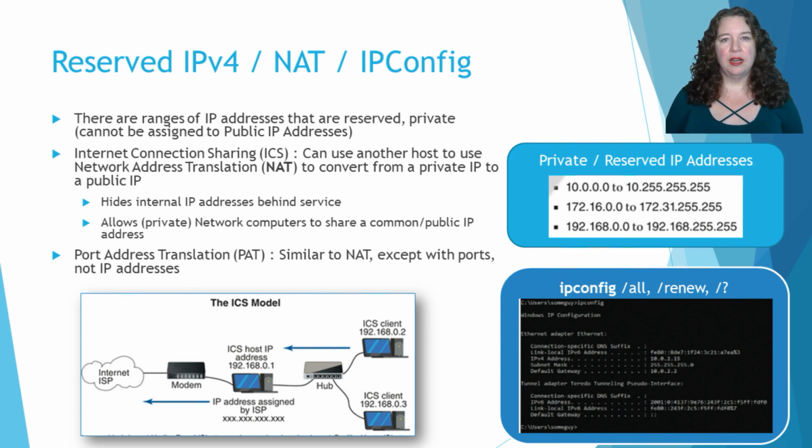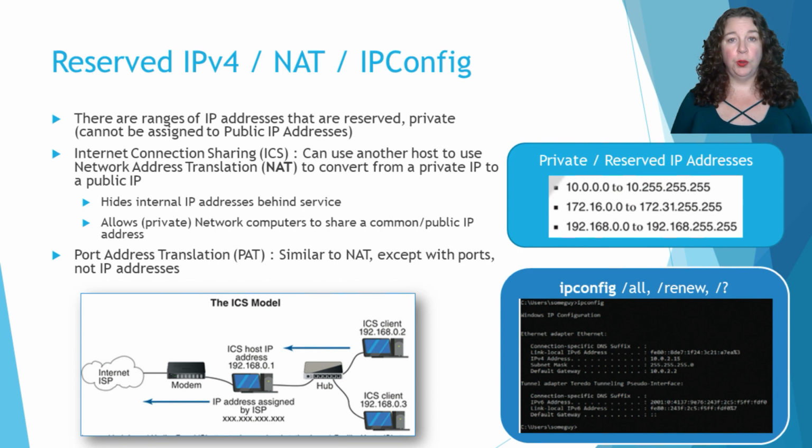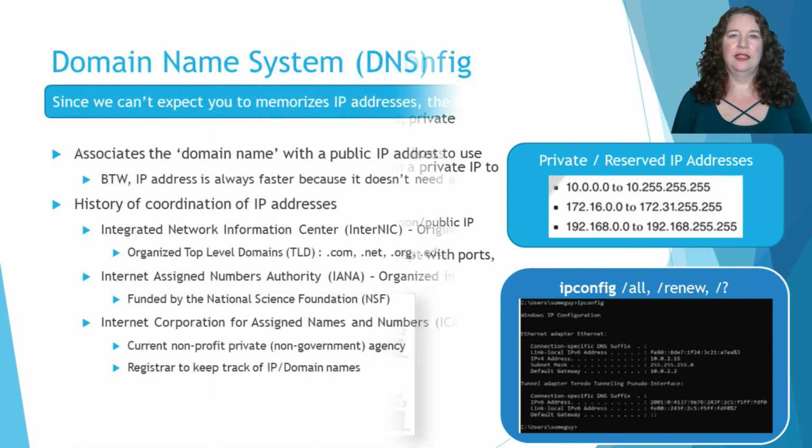But being able to recognize your IP config. IP config has a lot of different controls that you can run against it. So you go to a command prompt, CMD, type in ipconfig. It'll give you some details. You can put ipconfig /all, and it will give you all of your details. You can renew and release your IP address, which we'll talk about when we get to DHCP.